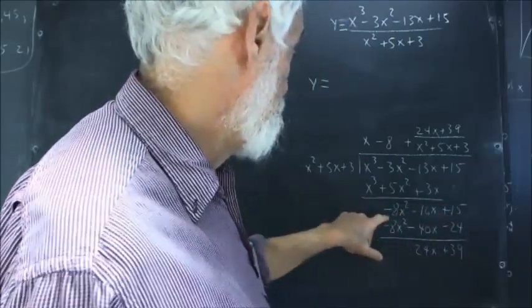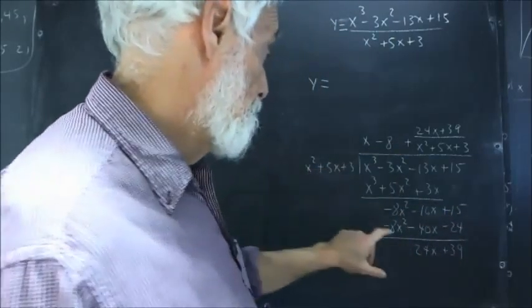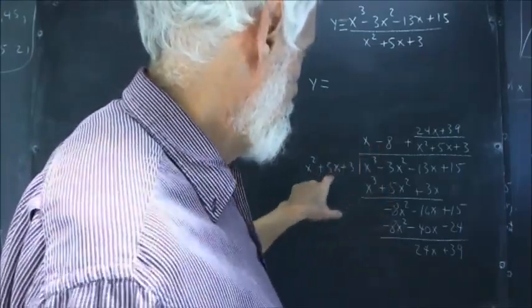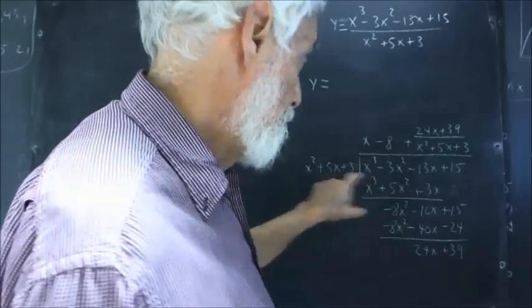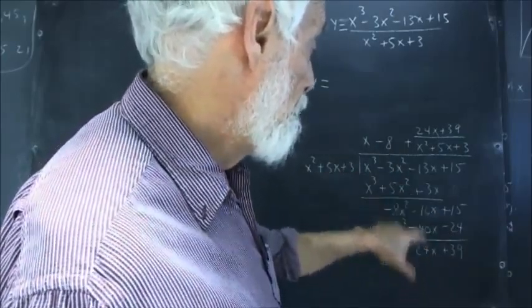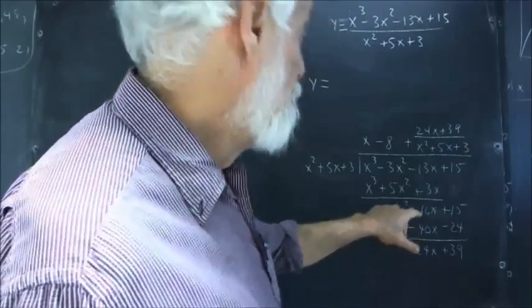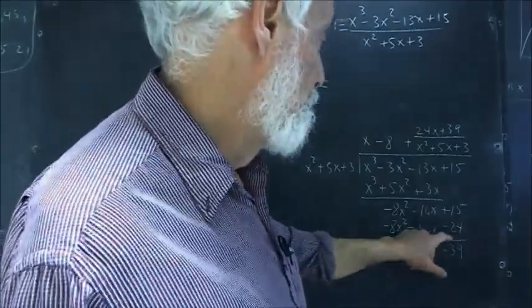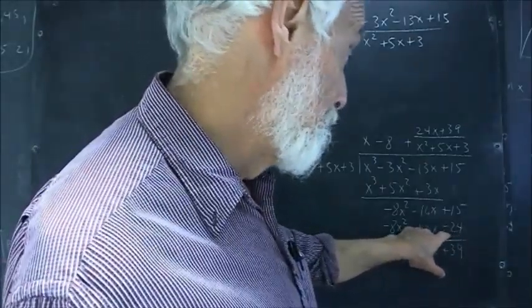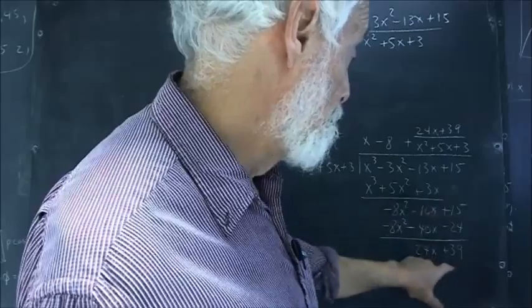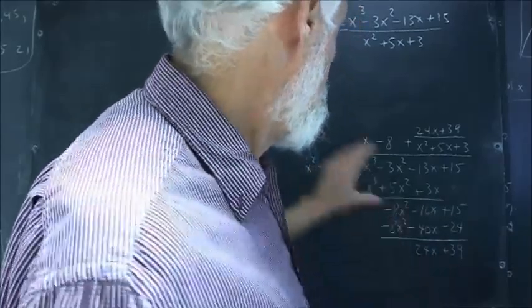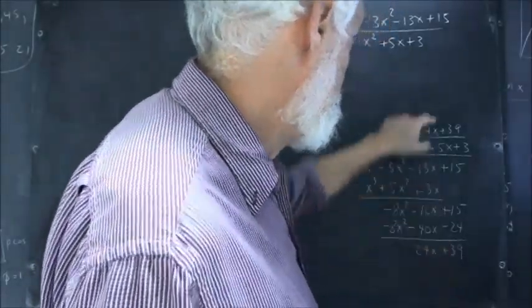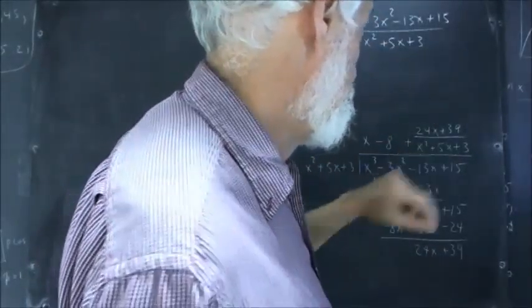How many times? Well, negative 8 times. Negative 8 times x squared is negative 8x squared, so when we subtract, this goes away. And then we're going to have a negative 40x and a negative 24. Subtracting negative 40 is the same as adding 40, so this subtraction gives us 24x. Subtracting negative 24 is the same as adding 24, so we get the 39 here. And now our long division gives us x minus 8 plus this remainder divided by the divisor.